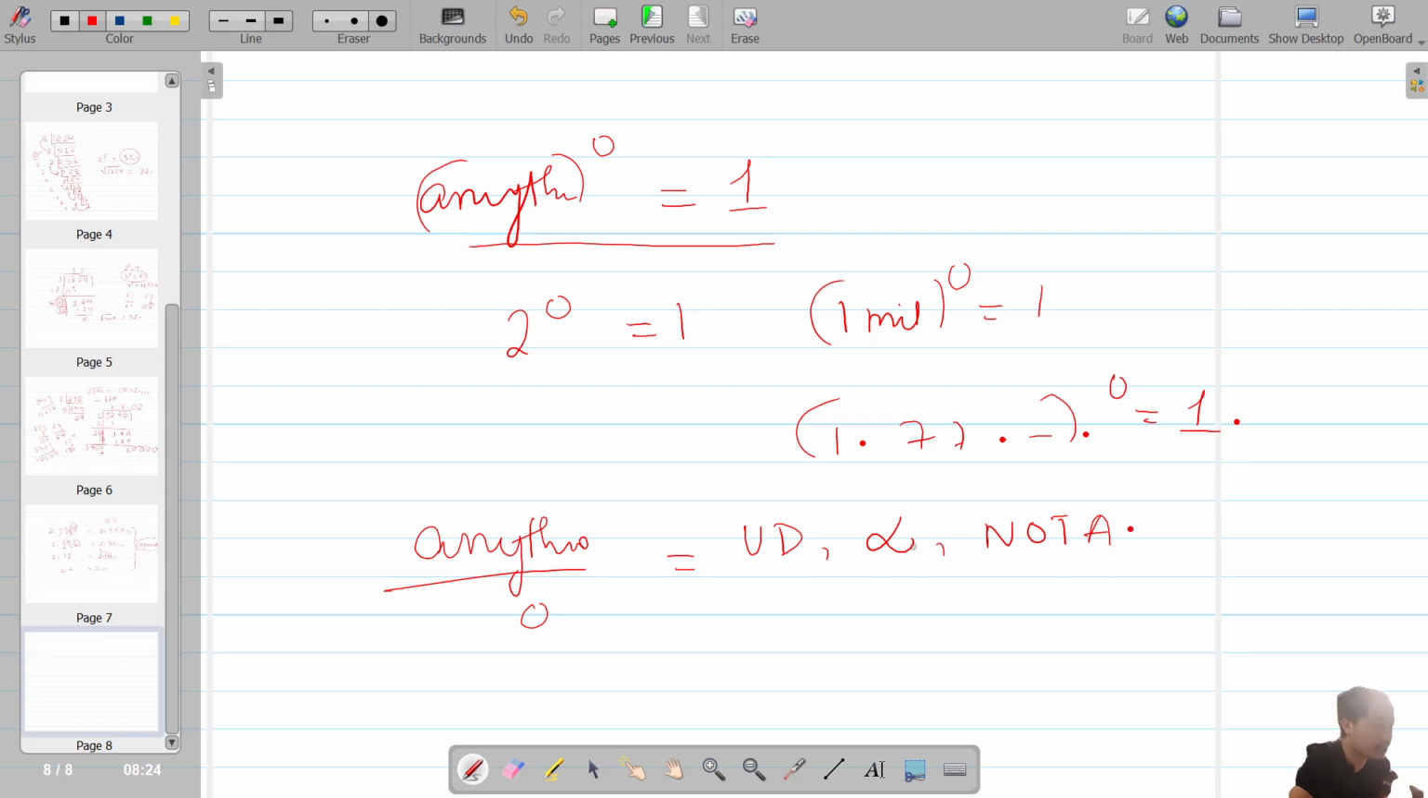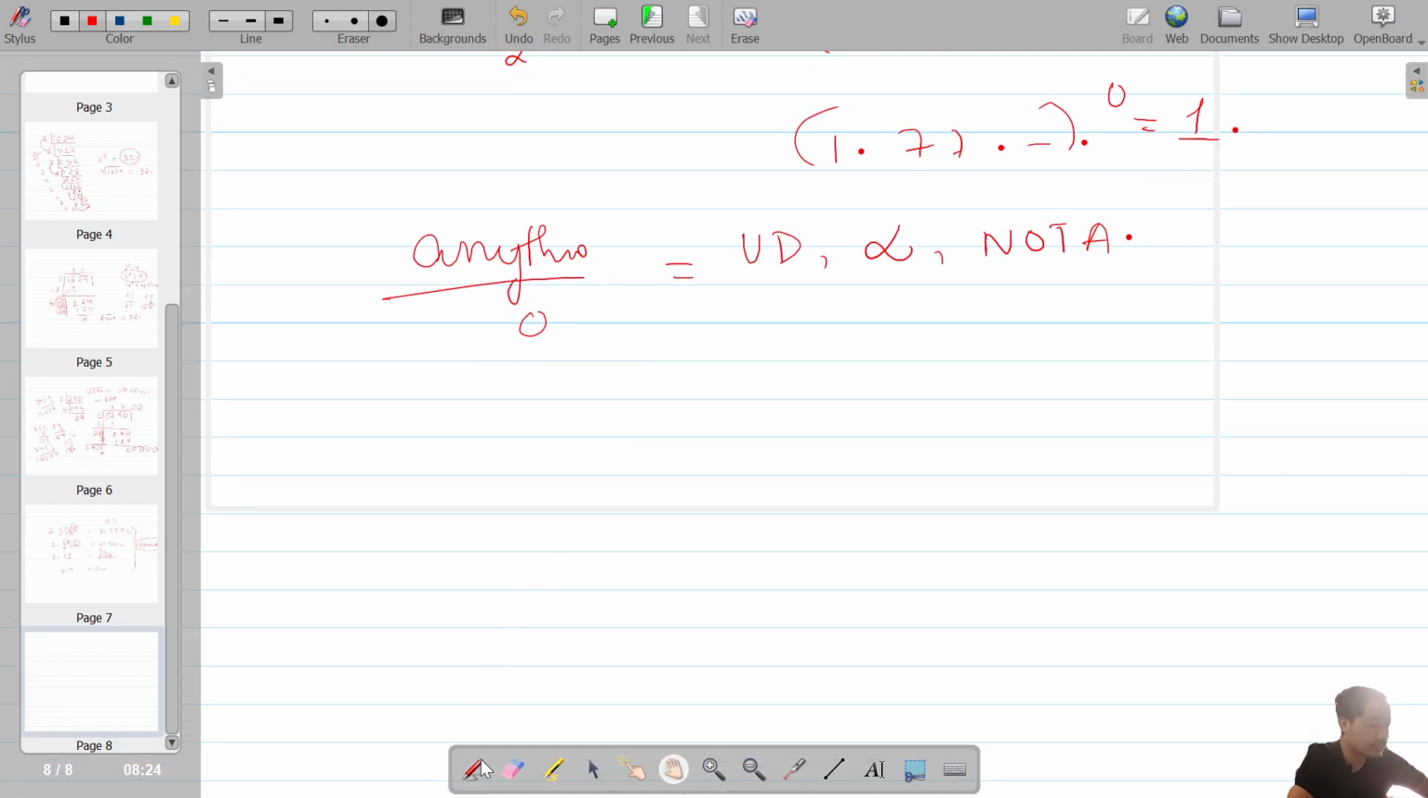You cannot divide anything by 0. So that's the reason why in the question, if you find such problems where in the denominator you get a 0, it means that NOTA, that is none of the above, would be the answer. Or if undefined is an option, then this would become the correct option. Now let me check once again what miscellaneous chapters we have done.